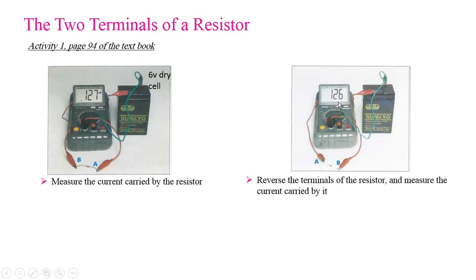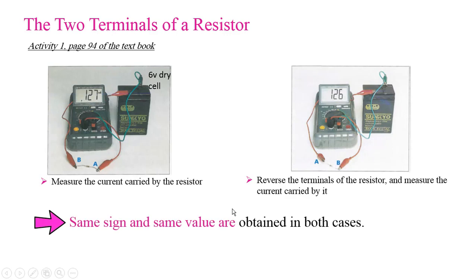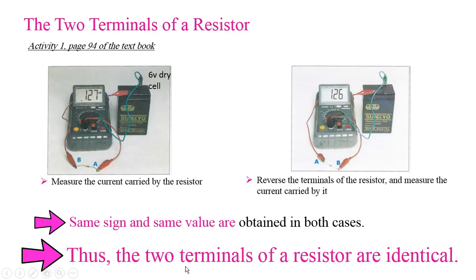As you can see, the value is approximately the same. Same sign, same value are obtained in both cases. Thus, the two terminals of the resistor are identical.